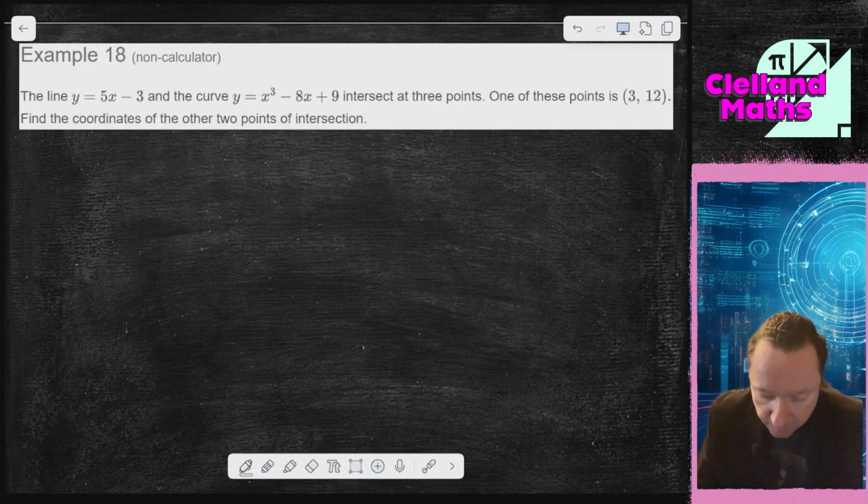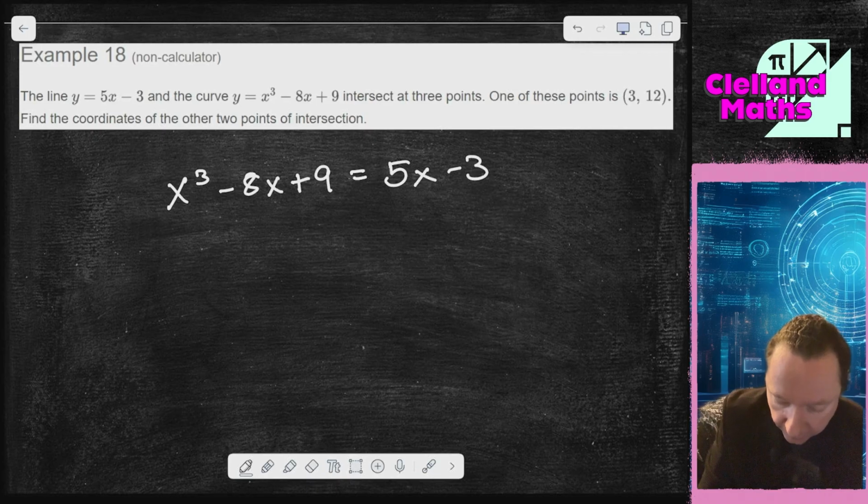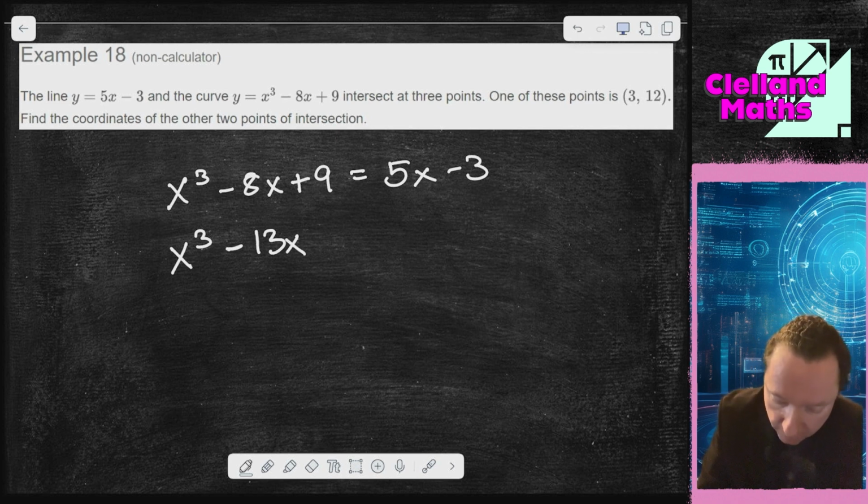Example 18. The line y equals 5x minus 3 and the curve y equals x cubed minus 8x plus 9 intersect at 3 points. One of these points is 3, 12. Find the coordinates of the other 2 points. Well, point of intersection means simultaneous equations. x cubed minus 8x plus 9 equals 5x minus 3. So we can take it across. x cubed minus 5 minus 8 is minus 13. 9 plus 3 is 12.